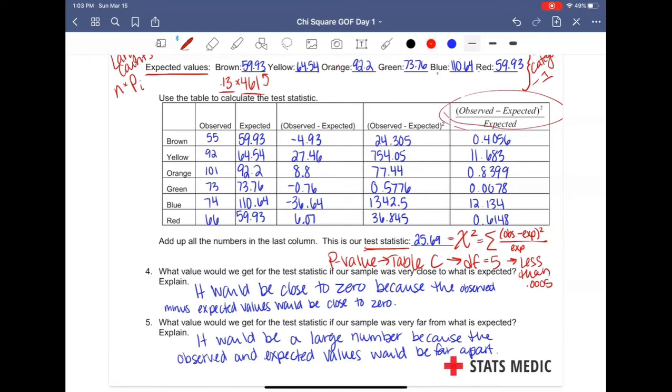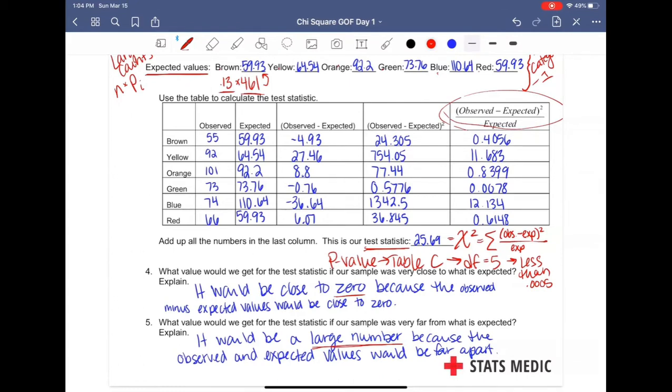All right, so let's talk through number 4 and 5. What value would you get for a test statistic, or for a chi-square, if our sample was very close to what's expected? Well, if it's really close to what's expected, our observed and our expected values would be very close. So when we subtract them, we'd get something close to 0. So in this case, the value should be close to 0. And if instead our sample was very far from what's expected, we'd expect a very large number. It's all relative, depending on how many degrees of freedom, what a large value means. But the farther away from 0 you are, that means the sample was farther from expected.